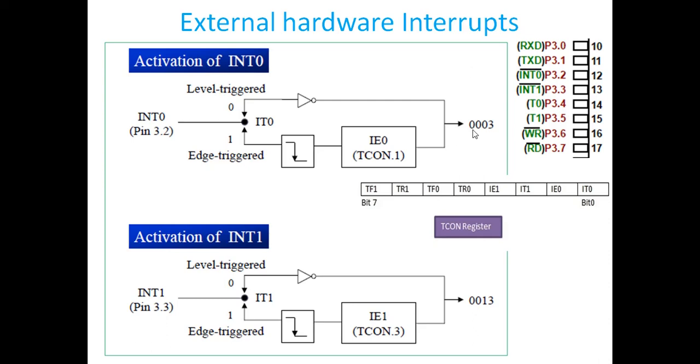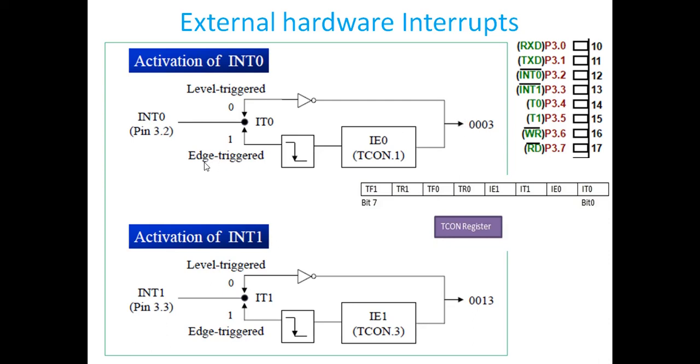It goes to memory location 003. In this memory location only we write the interrupt program for external hardware interrupt 0. Whatever program you have written over there, it will execute it. Once it completes the execution of this program, it again comes back to the main program. So this is the process.